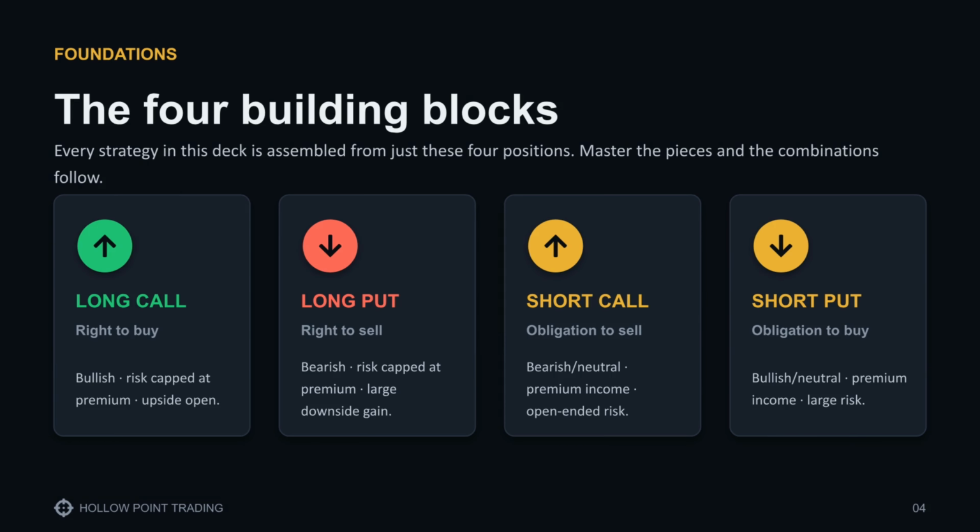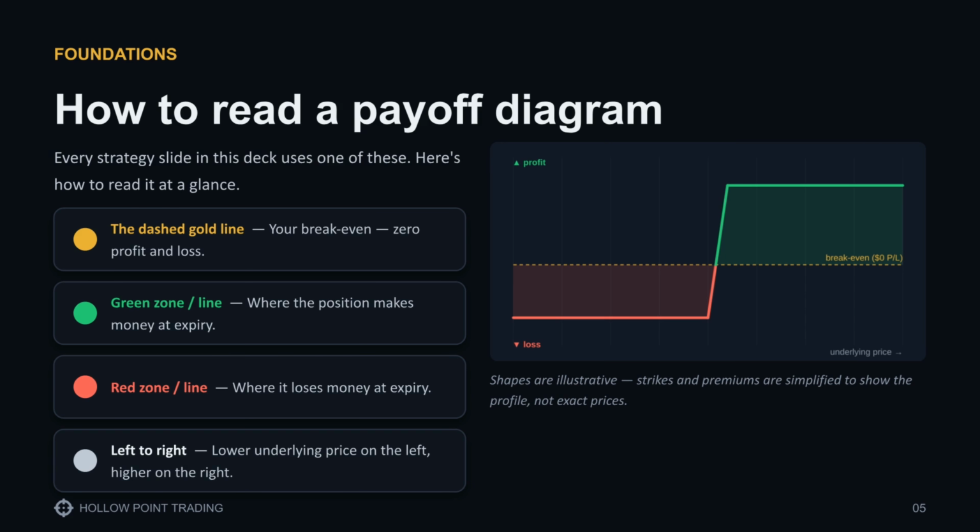Every strategy in this video is built from these four fundamental blocks: long call, long put, short call, and short put. Mastering these four positions is the first step. All complex strategies are simply combinations of these basic pieces. Payoff diagrams are crucial. The dashed gold line represents your break-even point, where you have zero profit or loss. The green zone shows where you make money at expiry, the red zone shows where you lose, and the horizontal axis tracks the underlying price.